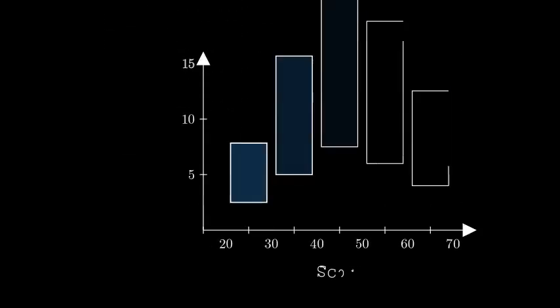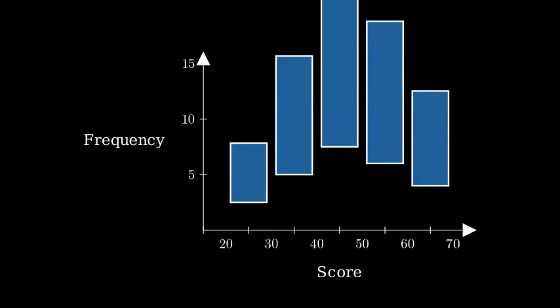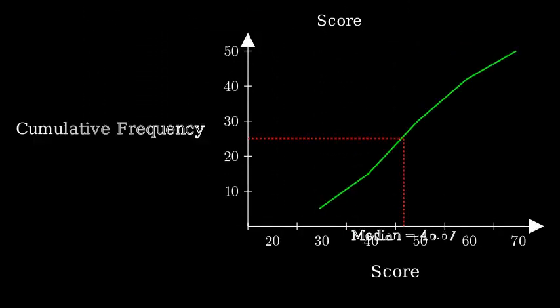Let's visualize what we've calculated. Here's a histogram of our group data. The height of each bar represents the frequency of each class interval. The vertical red line marks our calculated median of approximately 46.67. This means that half of the students scored below this value and half scored above it. We can also visualize this using a cumulative frequency curve, also known as an ogive. The median can be found by drawing a horizontal line from the 25th position on the y-axis, which is n divided by 2, to the curve, and then dropping a vertical line to the x-axis.